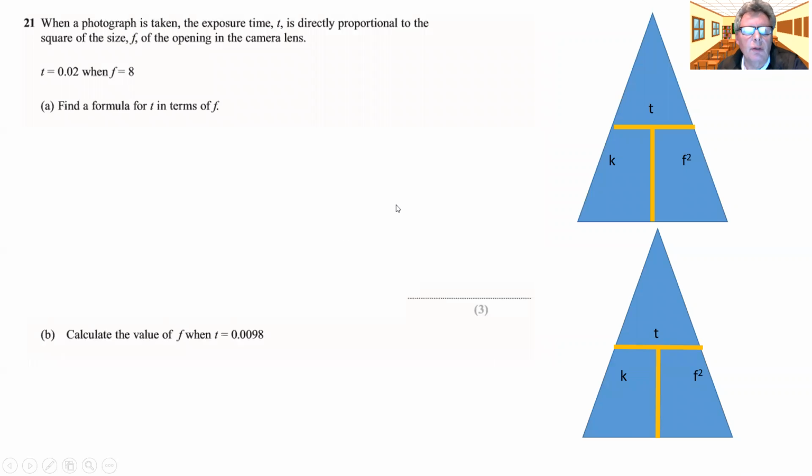Right, so on this question, we're looking at the photograph. So read the question, look at the triangles, and pause the video. Now you might not want to use triangles, but they're there to help you. And so once you're happy, then restart the video and we'll look at the answers.